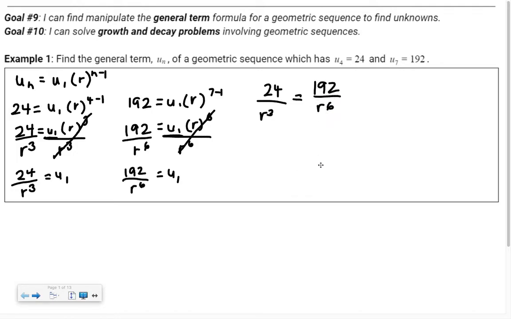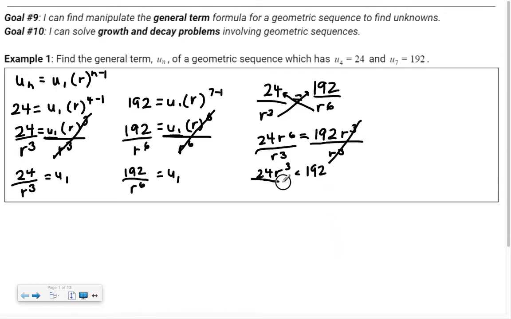In order to solve this, I would start by cross multiplying, which gets rid of our fractions for us. So I have 24 r to the power of 6 equals 192 r cubed. Next, I want to get all the r's on one side of my equation, so I'm going to divide both sides by r cubed. Those cancel out. When I have the same base and I'm dividing, I can subtract my exponents, so I have r to the power of 6 minus 3, which is 3. So I have 24r cubed equals 192.